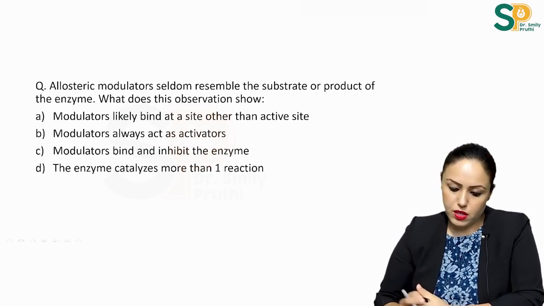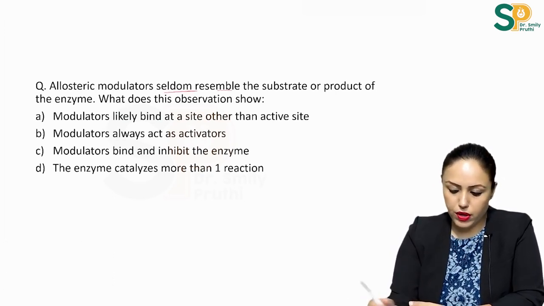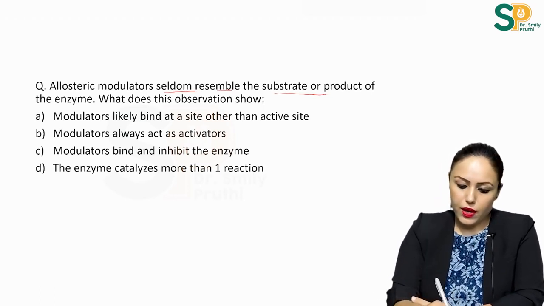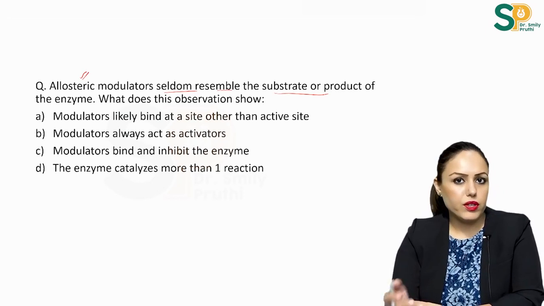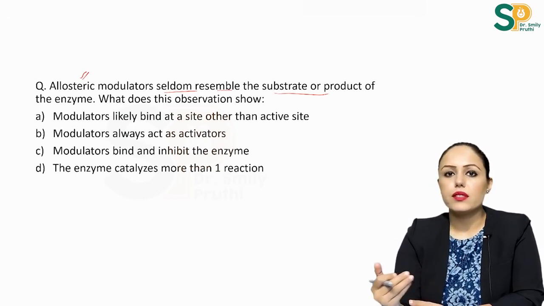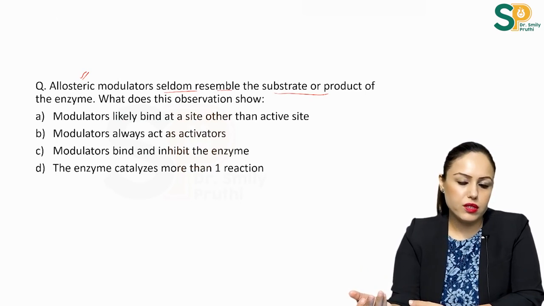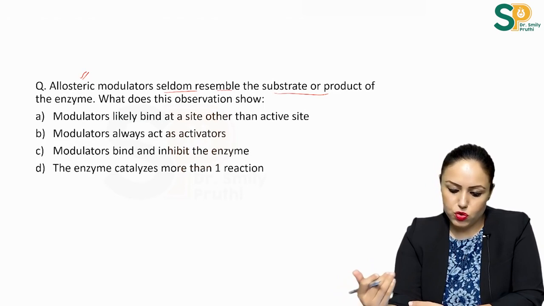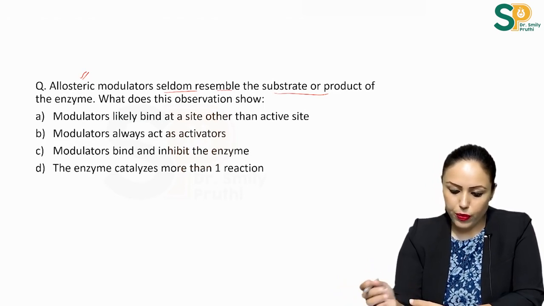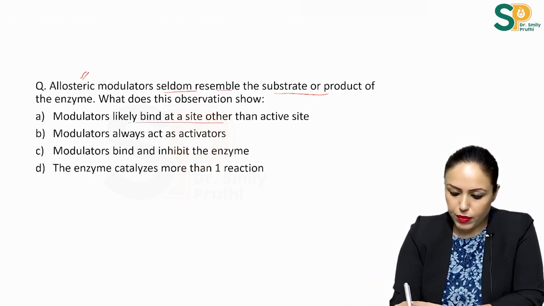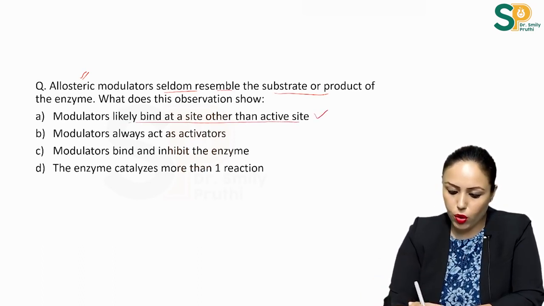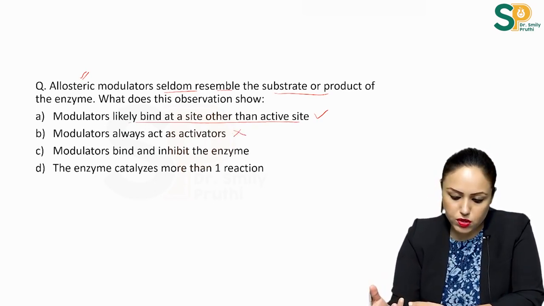Allosteric modulators seldom or rarely resemble the substrate or product of the enzyme. I told you allosteric modifiers, the activators or inhibitors, bind at a site different from the active site. So obviously they will not resemble the substrate, right? So what does this observation show? Option A, modulators likely bind at a site other than the active site. Correct. Option B, modulators always act as activators. No, they can act as inhibitors also.